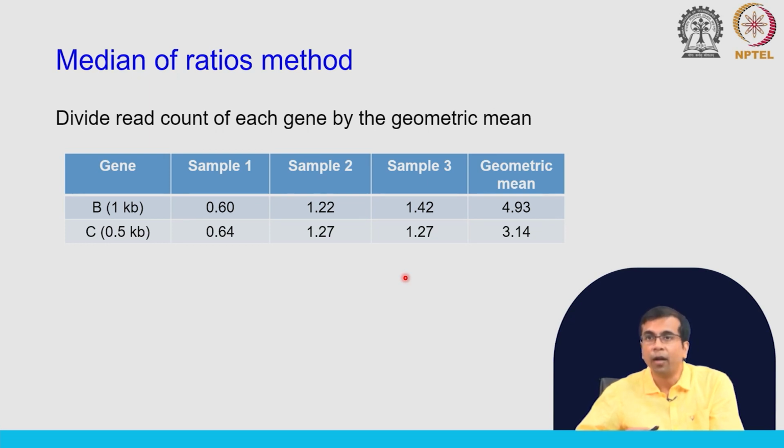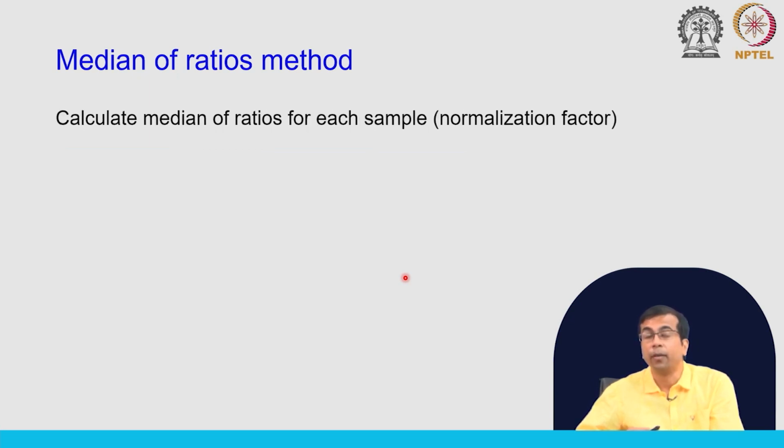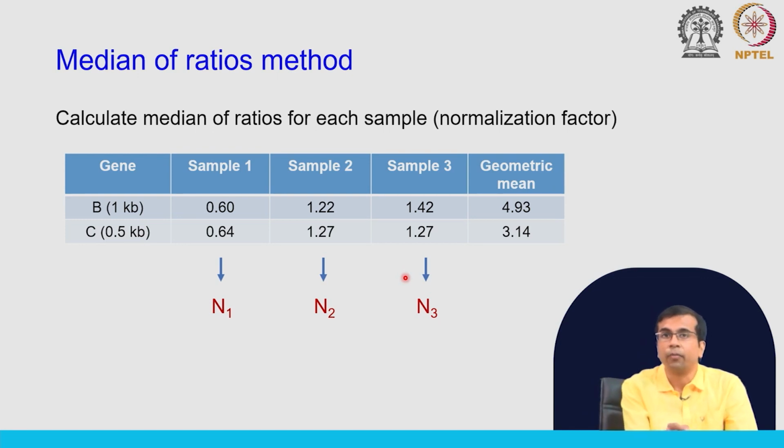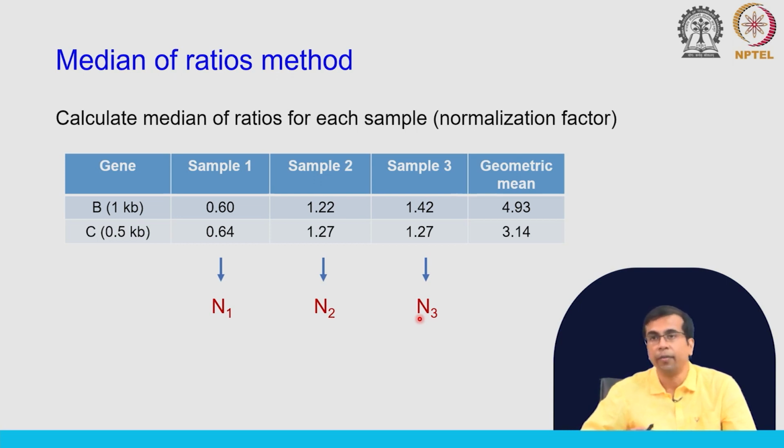What you have to do now is calculate the median of ratios for each sample, which will give us the normalization factor, or sometimes also referred to as the scaling factor. So, you take the median for sample 1, these ratios. For sample 2 we take the median, for sample 3 we take the median, and we get these 3 different medians. Of course, I will not take the median of 2 values, it does not make any sense, but you get the idea.